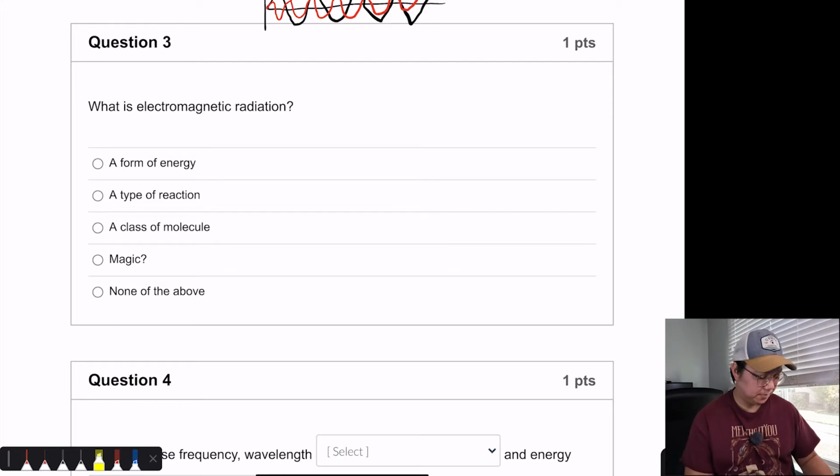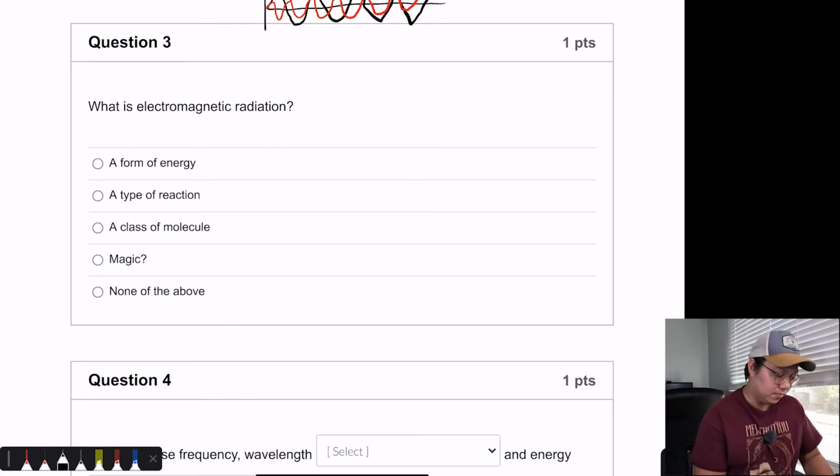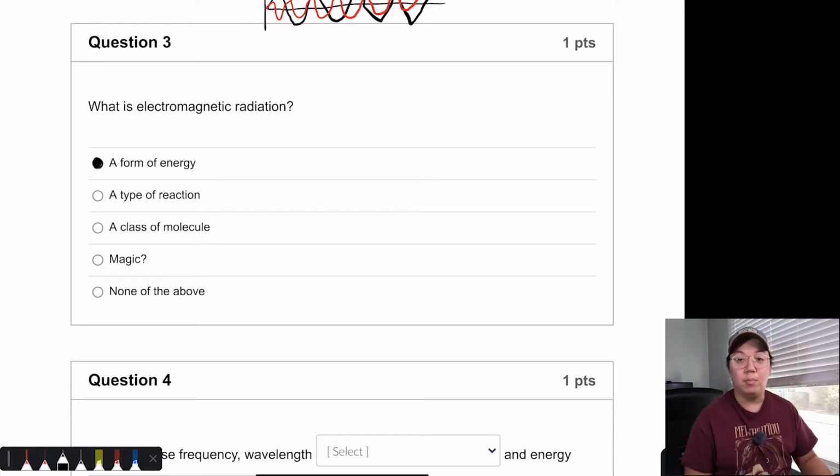All right, so question 3. What is electromagnetic radiation? And our options here are a form of energy, a type of reaction, a class of molecule, magic, maybe, or none of the above. Some people would argue that science is just magic explained, and of the things that I know about at least, electromagnetic radiation does act a lot like magic because they don't understand it. But the correct answer here is that electromagnetic radiation is a form of energy.